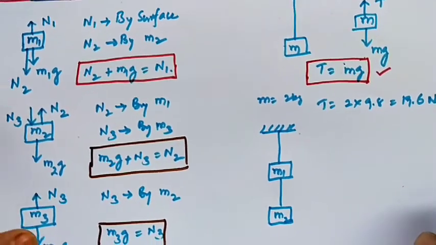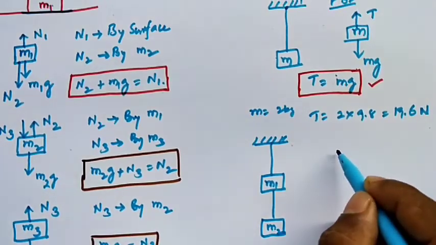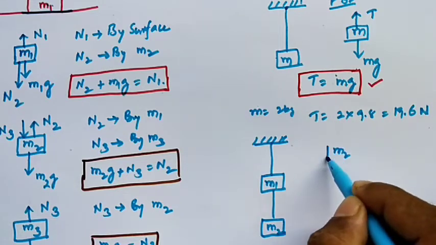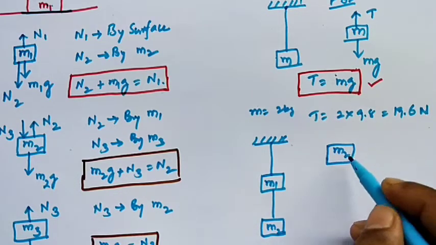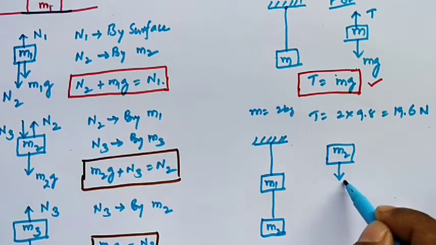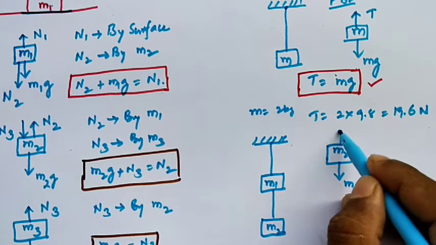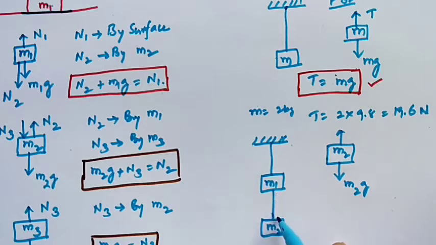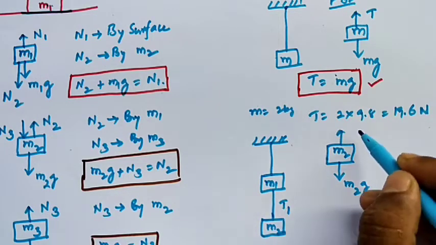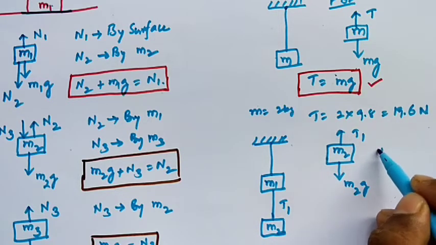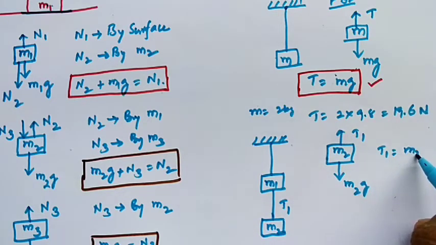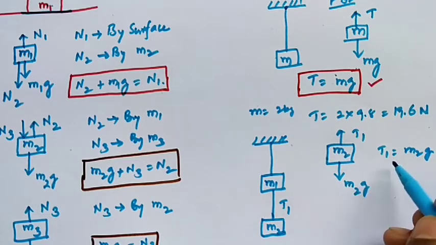First let us draw the free body diagram for M2. On M2, how many forces are acting? Two forces. One is the gravitational force, which is equal to the weight of the body. The second is this string pulling the body upward. Let us take the tension in this string as T1. So T1 is equal to M2g. From this you can calculate the value of T1 if the mass is given.